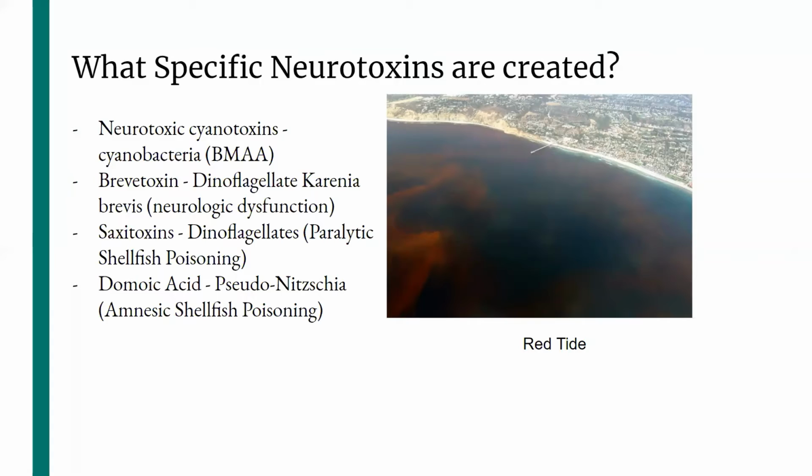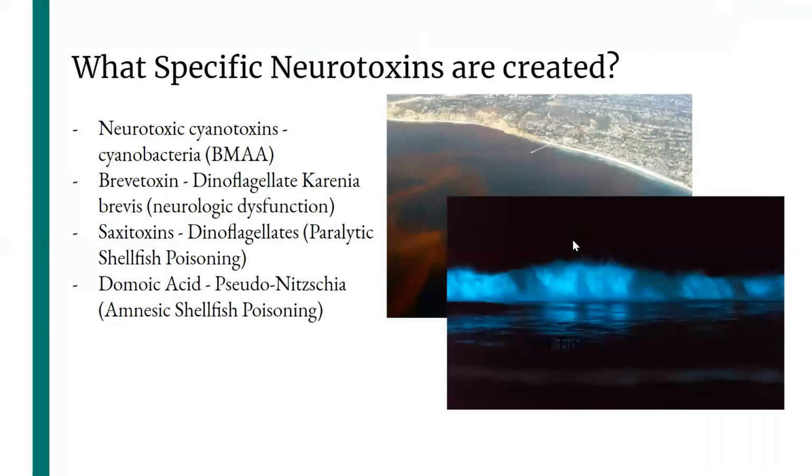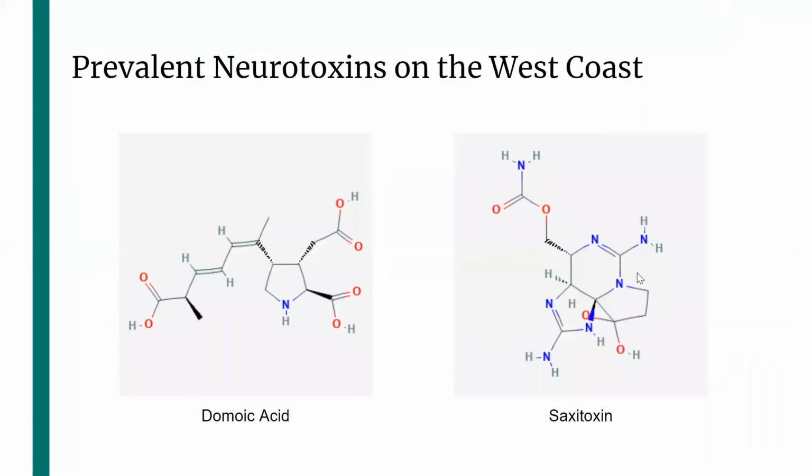And then on the right, there's a picture of the red tide, which is caused by aggregations of dinoflagellates in California. And those dinoflagellates produce yessotoxins, which can have similar effects to PSP. And then at night, it looks like this blue glowing color. So two of the more common algal-produced toxins along the North American West Coast are domoic acid and saxitoxin.